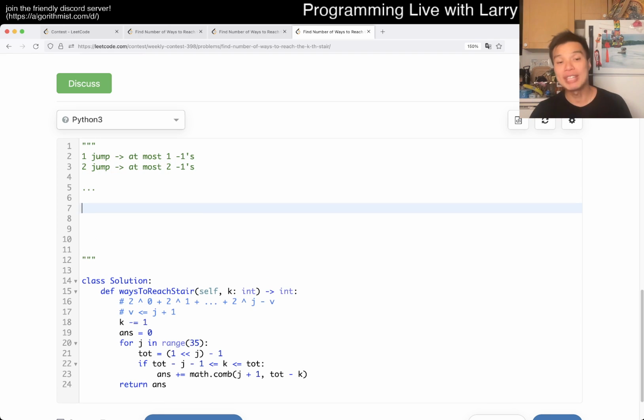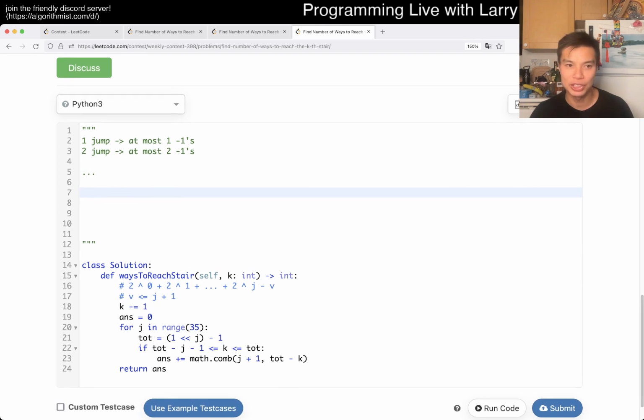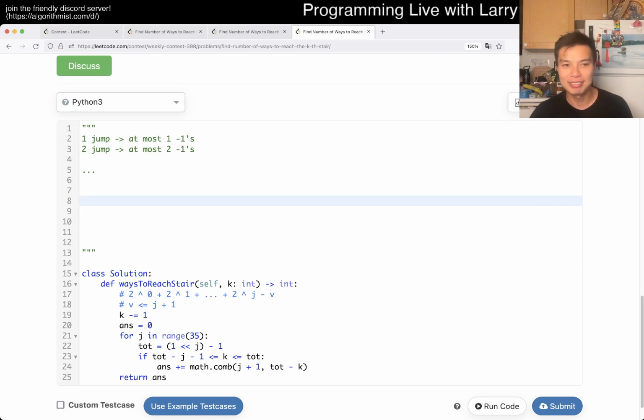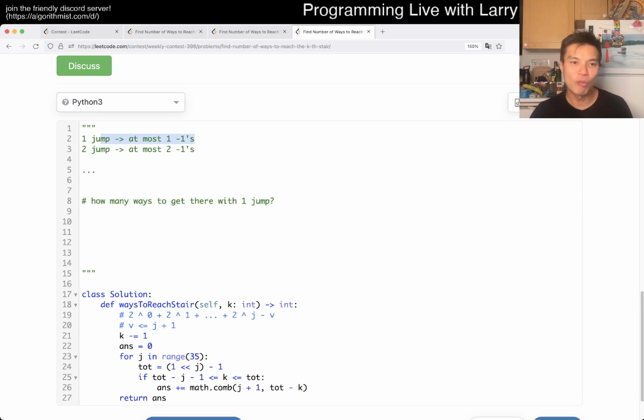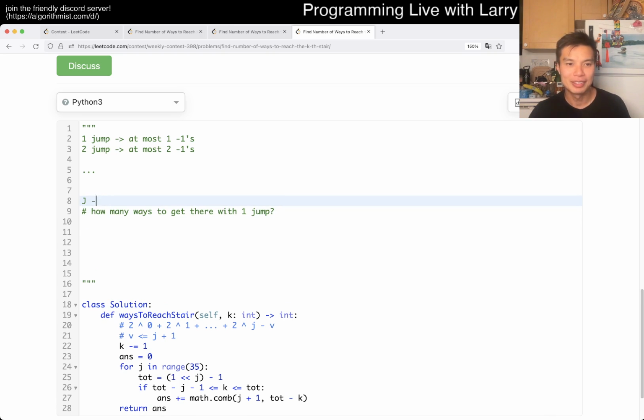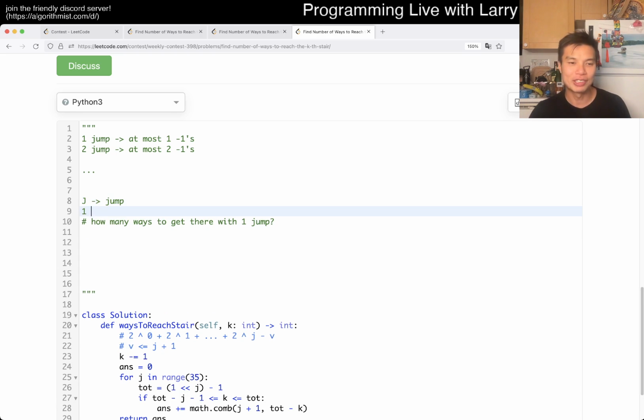So now what happened? What they did is just brute force the solution, right? Because we try, how many ways to get there with one jump? Well, if at most -1, then we just count. With one jump, you count how many ways there are to get one jump. Let's just say j is equal to jump, and 1 is 1 -1, right?